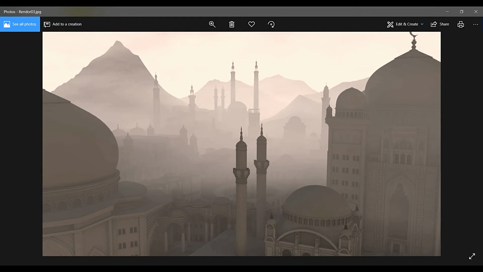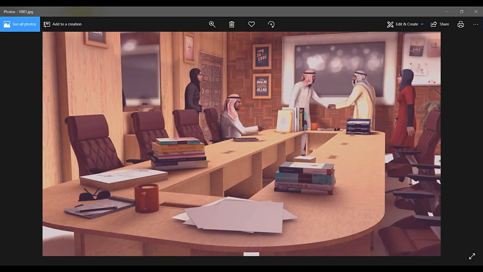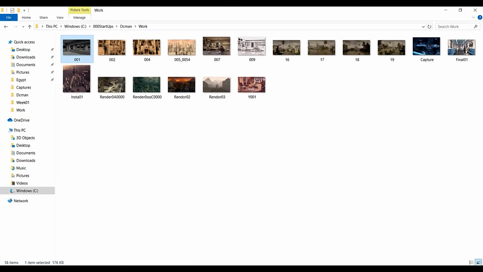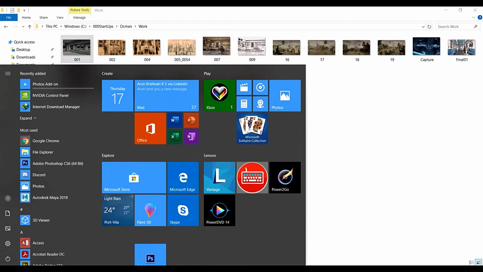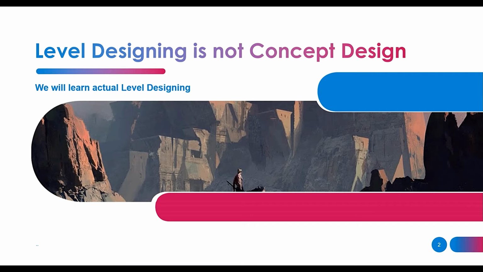I'm going to teach you from the very scratch. We'll collect references. We'll even create documents to support our course. So first of all, this is not some sort of concept design, because I see a lot of people just take 2 to 3 renders and then they start photoshopping it and say, oh, it's a level. No, it's not. Trust me.